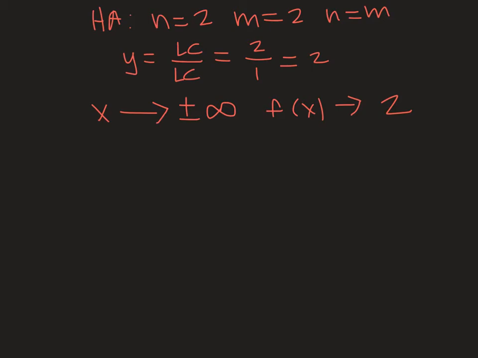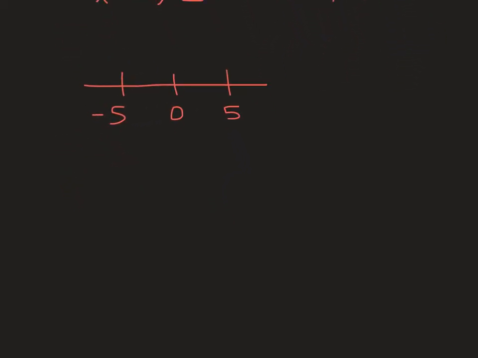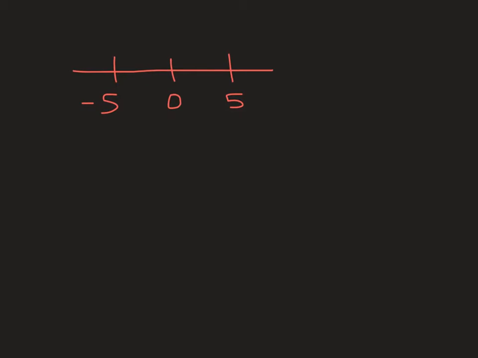Okay, now let's look at our critical values. So we've got two vertical asymptotes at negative 5 and 5, and we have an x-intercept at 0. So let's look at the intervals of values that we need to test out. Negative infinity to negative 5. If we pick a value, we can pick negative 6, we plug that in.